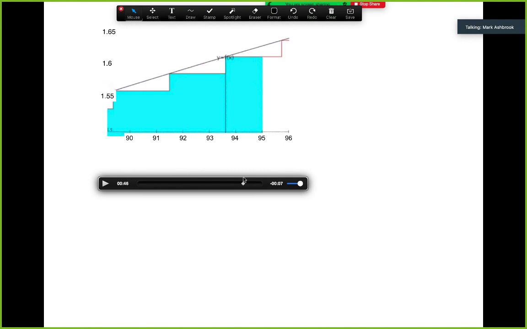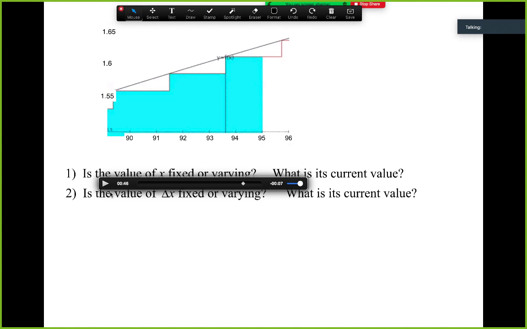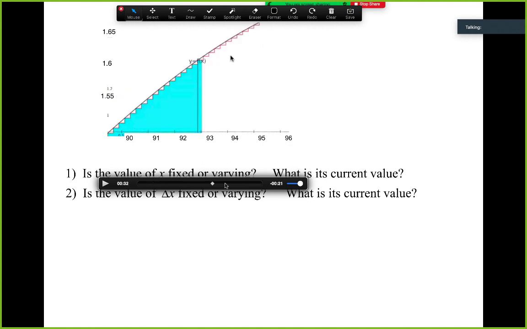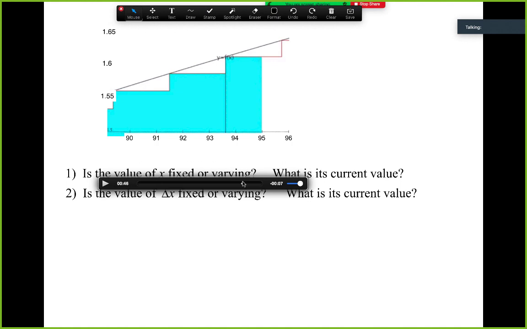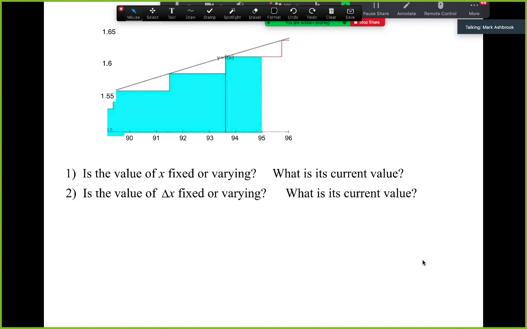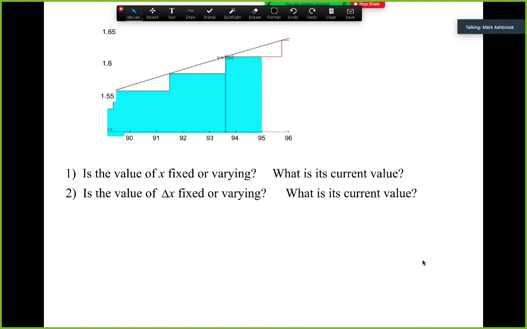Okay, so we know x is increasing through these delta x intervals, and we're going to pause right here. We're going to pause live and ask some questions. The first question: is the value of x fixed or varying, and what is its current value? Is the value of delta x fixed or varying? What's its current value? And is the value of dx fixed or varying? What is its current value? This is a really good review of stuff we talked about in the first week.